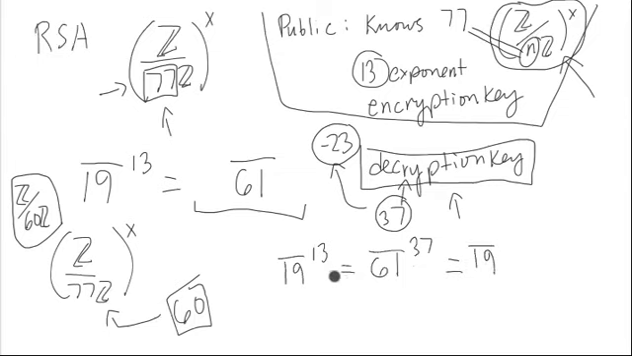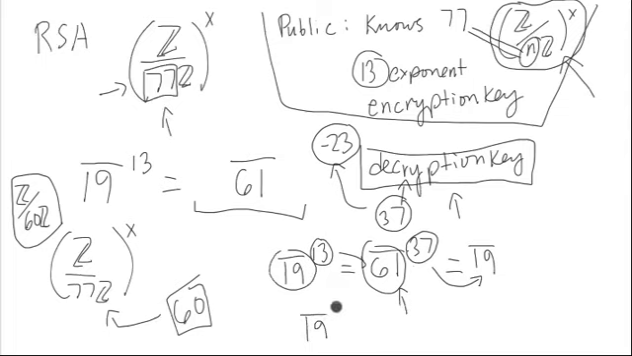So notice what's happened. We start with our original message, we encrypt it, we get this. Okay, now we take this and we raise it to the decryption exponent, and we end up getting the message back. Why does this work? Let's think.